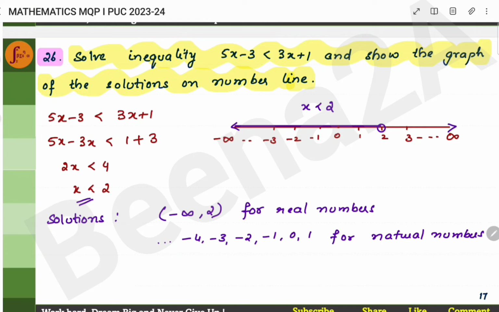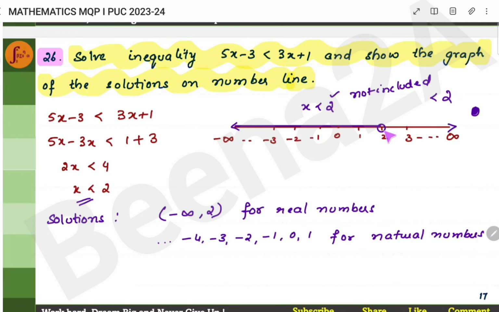So you draw a number line, x less than 2. At 2, put an open circle, because it is less than 2. 2 is not included, right? It's not included, so it's an open circle. If it was equal to, then it would be a closed circle like this. But here, equal to is not there. It's only x less than 2.